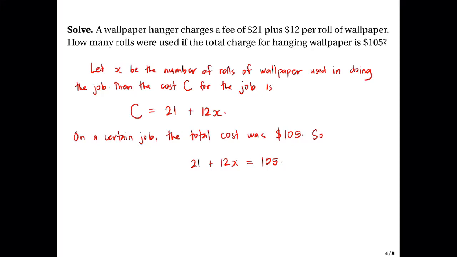And therefore, if we solve for x, we will have 12x equals 105 minus 21. And this is just 84. So x will be 84 divided by 12. And this is equal to 7.